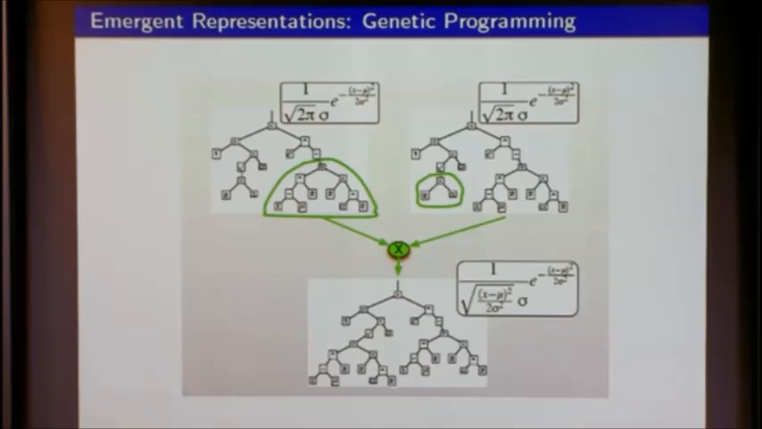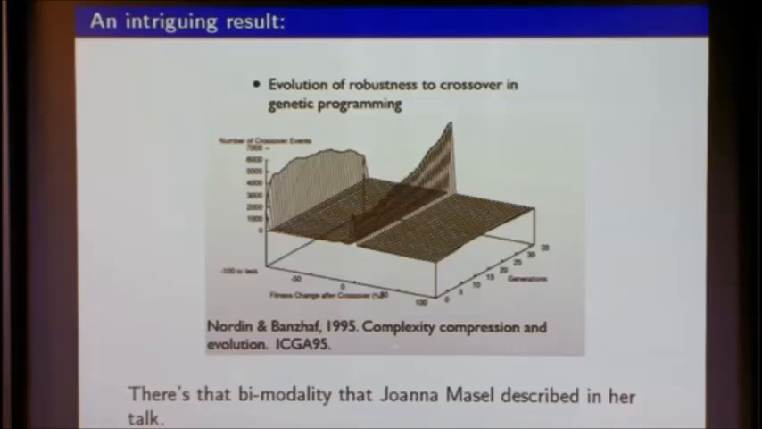And here's an extremely interesting early result from Nordin and Banzhaf. They looked at the fitness distribution of these recombination operators.